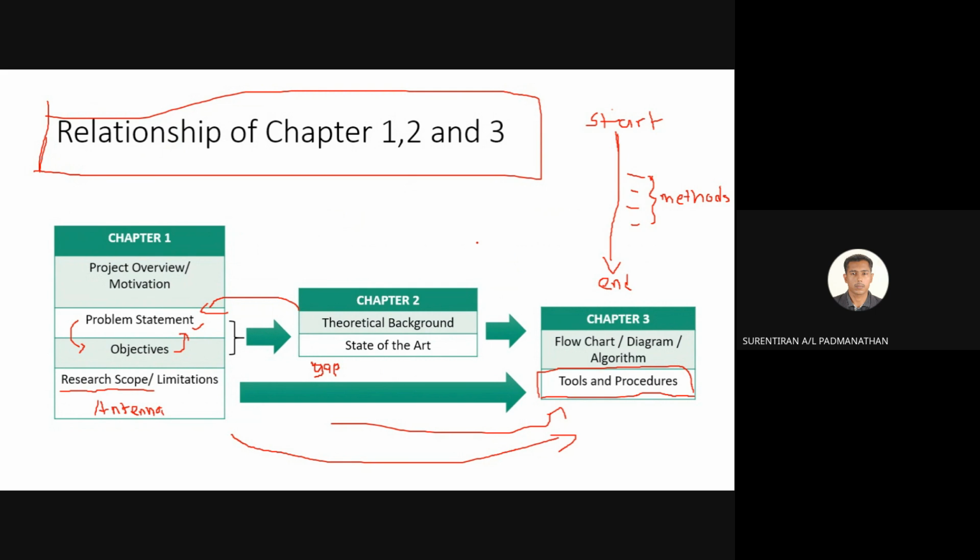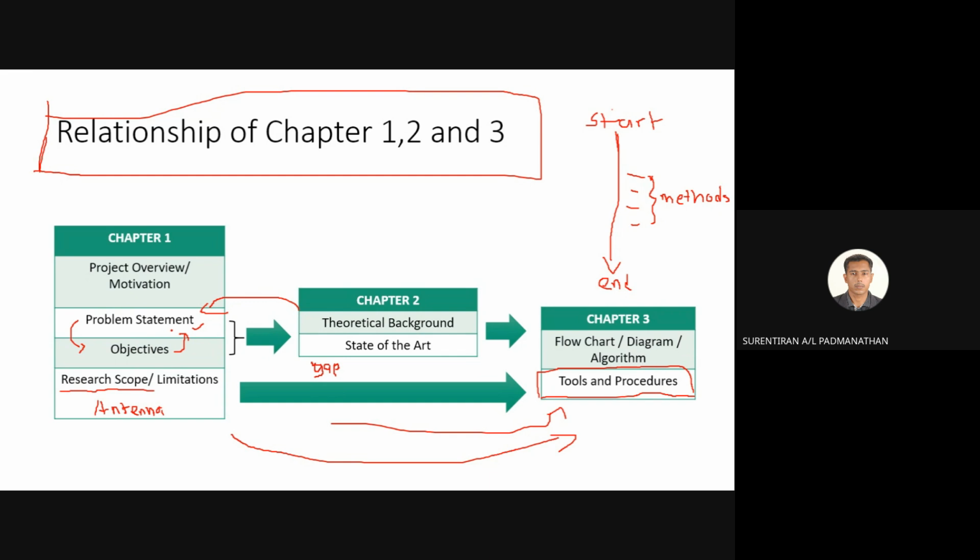As I told you, the relationship between chapter 1, chapter 2, and chapter 3. Chapter 2 is the first part that you have to focus on. We'll be studying the theoretical background, right? What is the state of the art, the current research that's going on. Then you find the gap, right? Once you find the gap, after that you go to the problem statements.